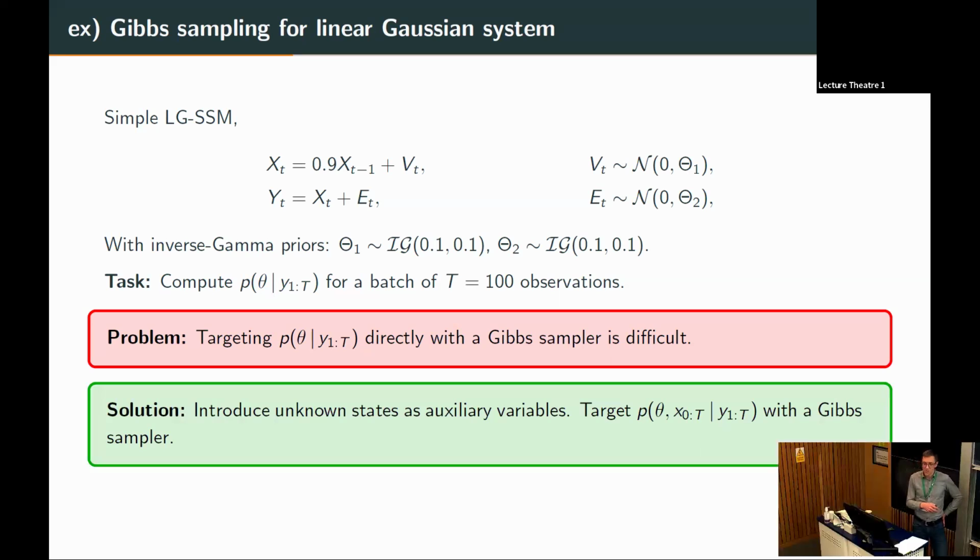So what we can do instead is to introduce these latent state variables as auxiliary variables. And I mentioned that possibility already before when I introduced this notion of auxiliary variables, that sometimes they actually have a connection to the model. In this context with the state space model, the states are a natural candidate for auxiliary variables in the sampler. So we will instead target this joint posterior over theta and x.